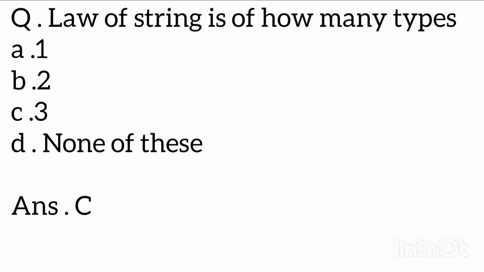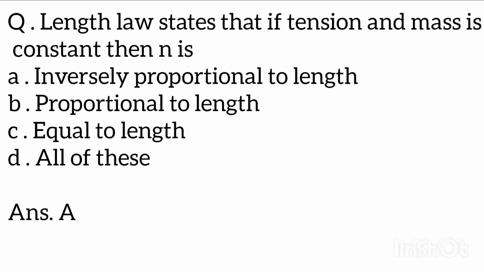Next question. Law of string is how many types? Option A 1, option B 2, option C 3, option D none of these. So the answer of this question is option C, 3. Next question. Lenz's law states that if tension and mass is constant, then N is option A inversely proportional to length, option B proportional to length, option C equal to length, option D all of these. So the answer of this question is option A, inversely proportional to length.